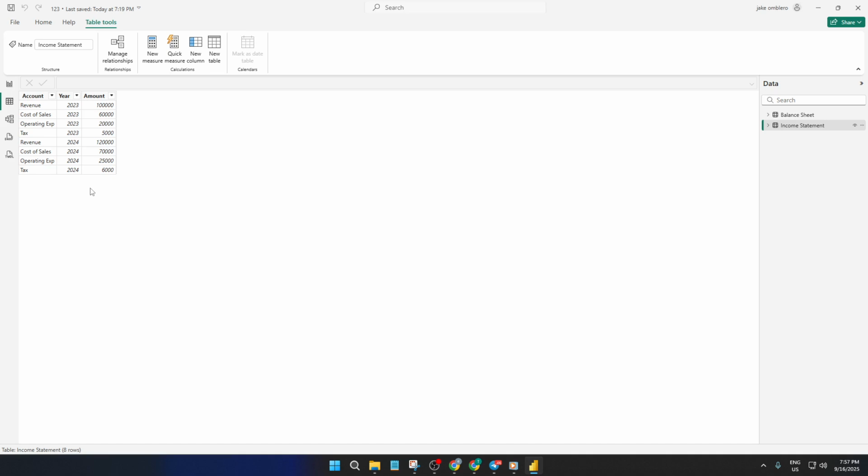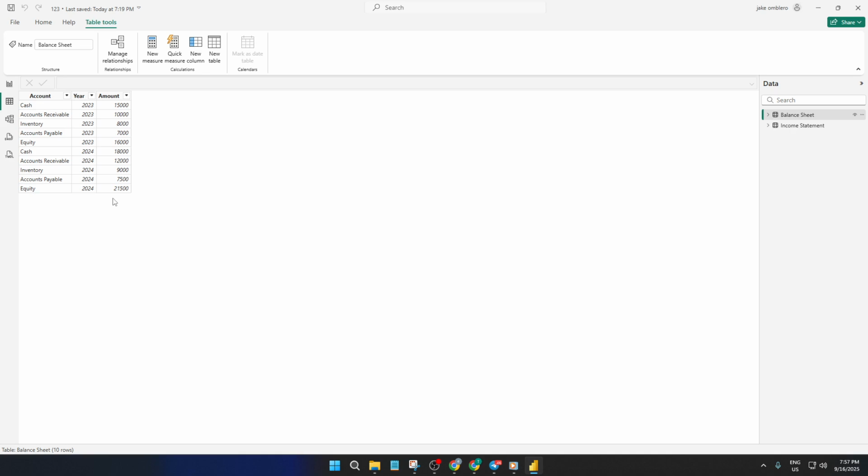What we really care about here is net income, the actual profit after all costs and taxes. For 2023, we do the math: 100,000 minus 60,000 minus 20,000 minus 5,000. That leaves us with 15,000. For 2024, same process: 120,000 minus 70,000 minus 25,000 minus 6,000, leaving 19,000. Net income is super important because it's the bottom line for how well the business did. If you're ever looking at a company's financial statements, this is probably the number people care most about.